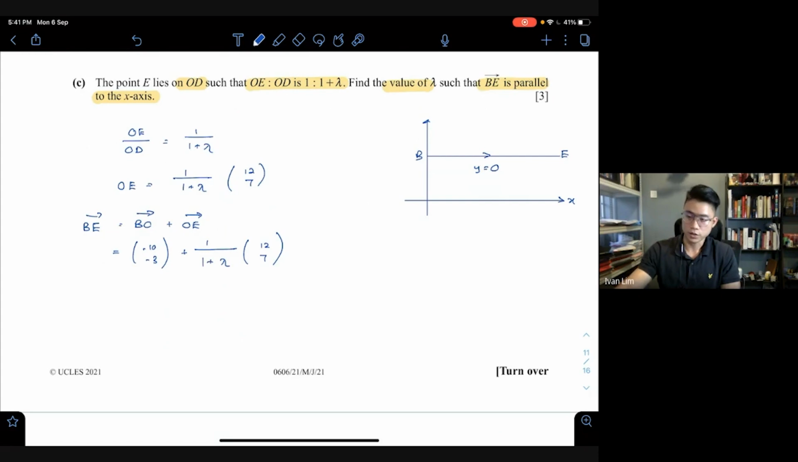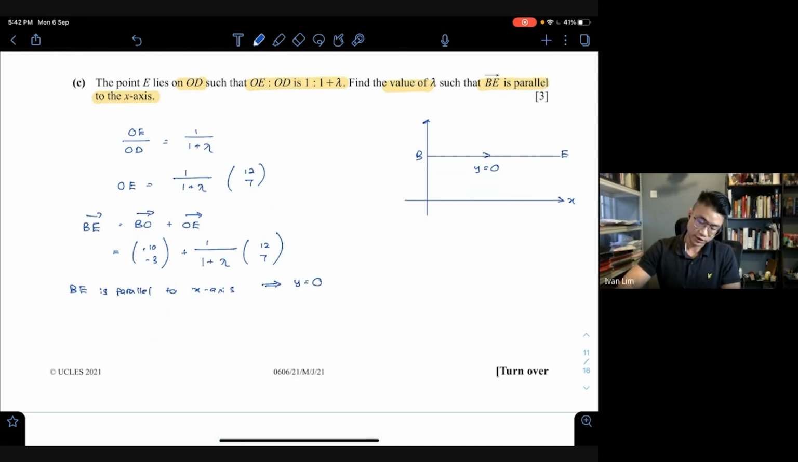Okay, because of the statement BE is parallel to the x-axis, we need to know that y is equal to 0. We have x and y. Because x has a value, y doesn't have a value. Y will be 0 if it's parallel to the x-axis. If it's parallel to the y-axis, then your x value is equal to 0. So you all need to remember this equation.